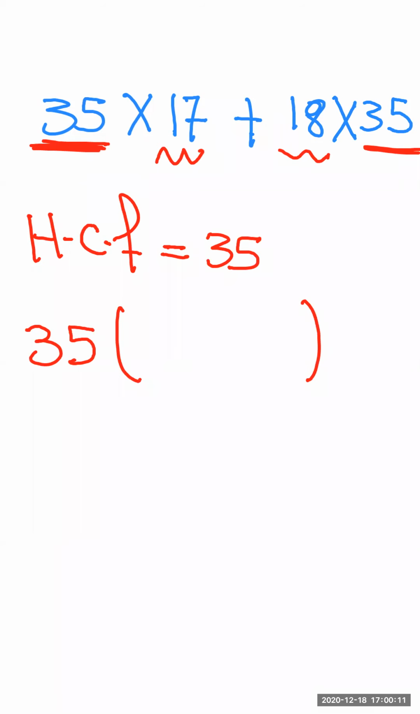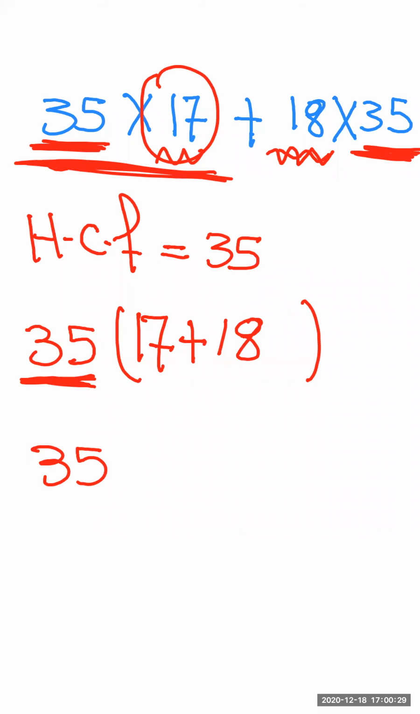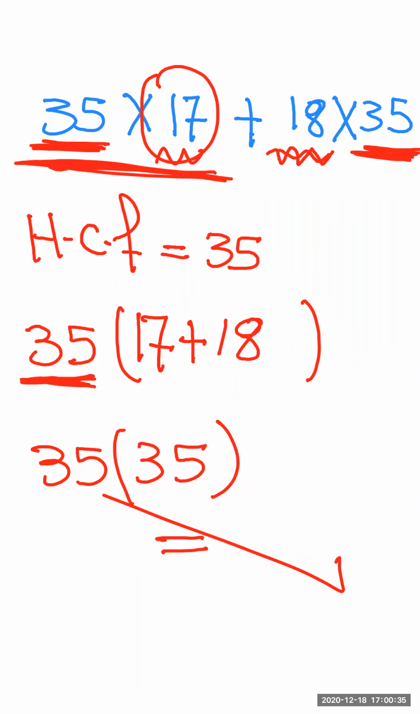Now what will be the remaining from the first term? 35 is already here, so the remaining will be 17. Then plus, here 35 already exists. It's a common factor, so the remaining element is 18. So it will equal 35 times 35. Now get the result using the calculator, because I don't know exactly.